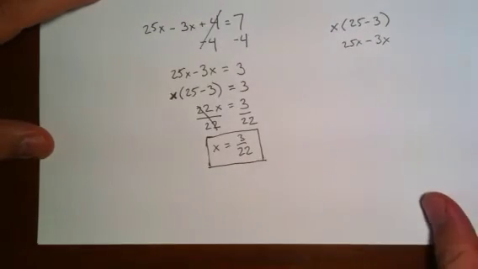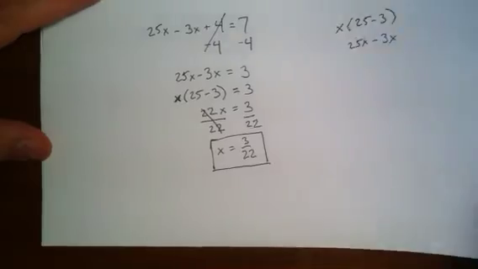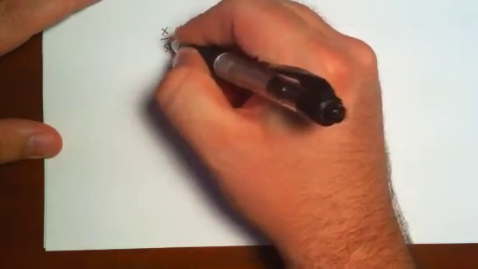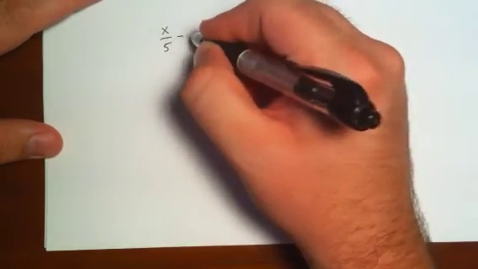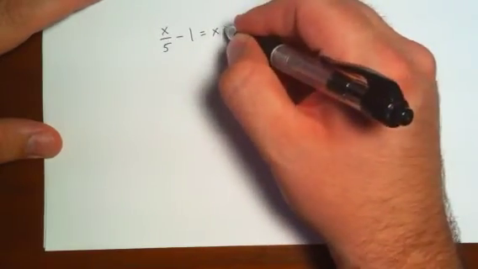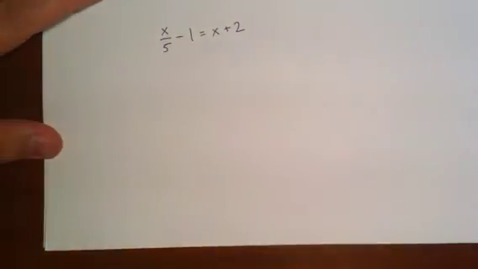Okay? Let's go ahead and do one that's a little bit different. Let's do one that's like this. How about x divided by 5 minus 1 equals x plus 2. Alright, let's try that.